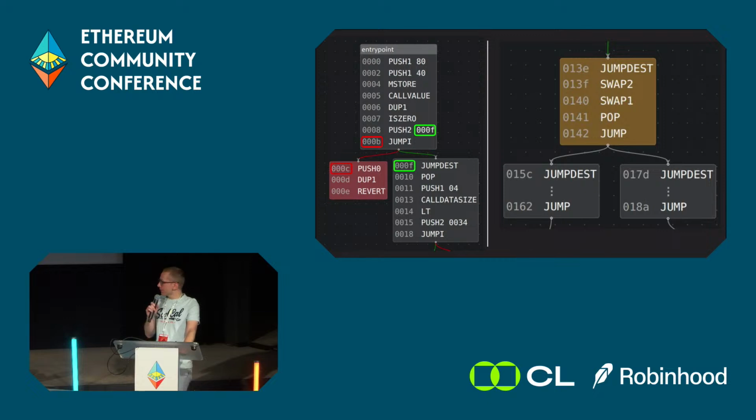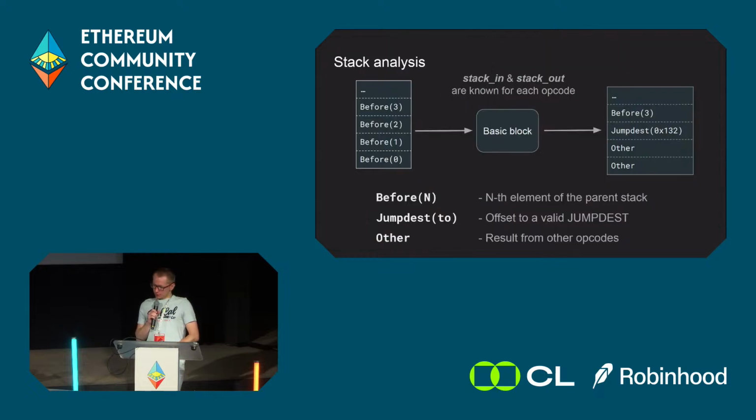But for some other blocks, like you can see on the right, a basic block consists only of swap and pop and jump instructions, and we cannot. So we need to analyze previous, like parent blocks, to get the possible destination of this block. And to get it, I introduced stack analysis. When we enter a basic block, we have a stack which is produced by the previous block. We can mark it like before 0, before 1, before 2. This is the result from the previous basic block.